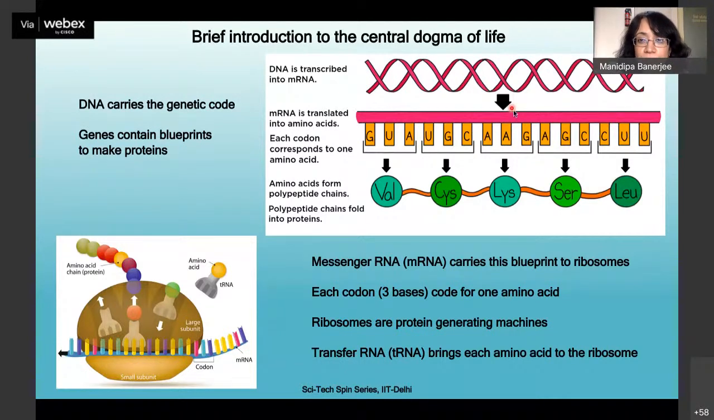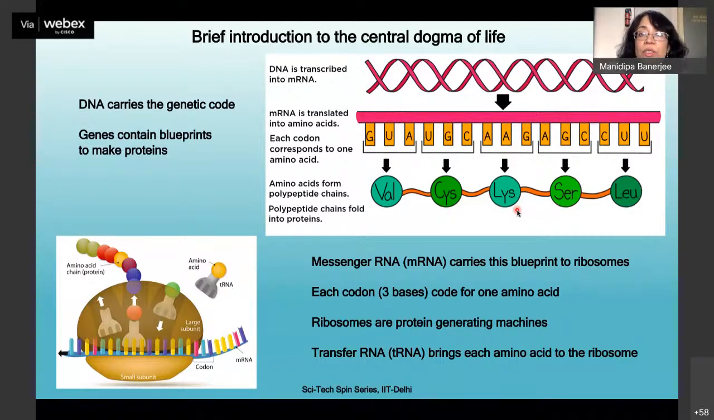Now, from DNA, we make mRNA or messenger RNA. The job of the messenger RNA is to carry this blueprint to a large number of protein-generating machines called ribosomes. Here is a cartoon of ribosomes. And the ribosomes, with the help of another type of RNA called tRNA, can read this code, and they make protein. For example, there's a 3-base code for each amino acid. And our proteins are essentially chains of units called amino acids. What kind of amino acids make this chain and in which order they come will decide what this protein is.